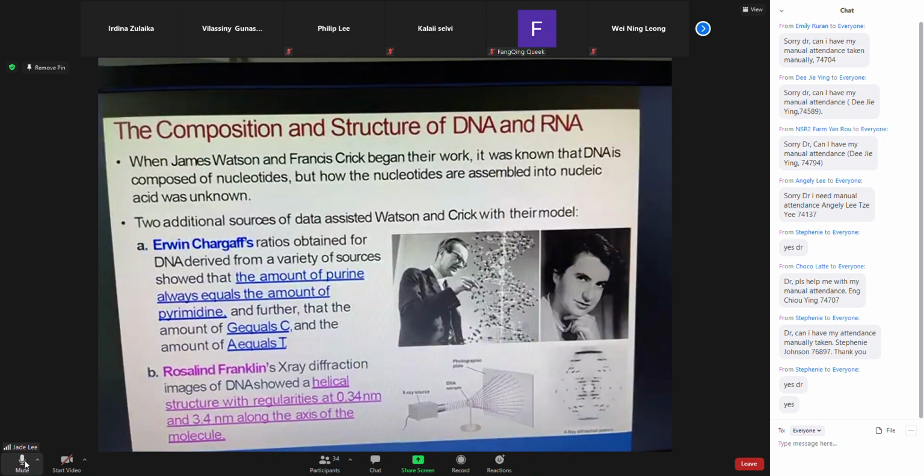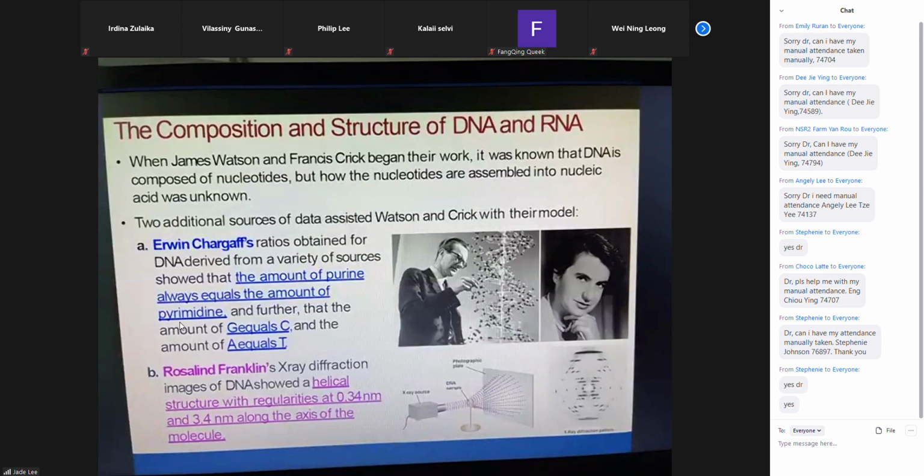But we still acknowledge Erwin Chargaff's and Rosalind Franklin's research, because without these important points, Watson and Crick would never have been able to come up with the double helix model.